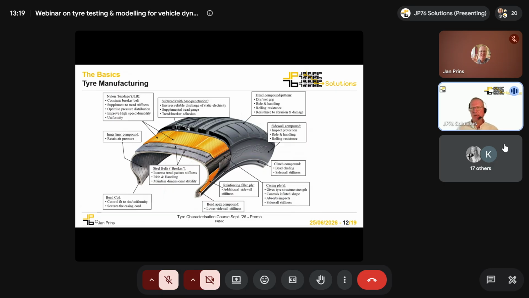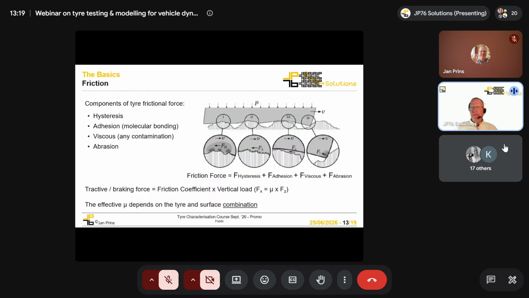Again, here's a slide here. I'm not going to dwell on it, I'm not going to go through it, but it lists all the different components and parts of a tire. A tire transmits all the forces and moments. It's the only contact between the vehicle and the road, if everything goes well, if you're just driving around normally. And it transmits those forces and moments by virtue of friction.